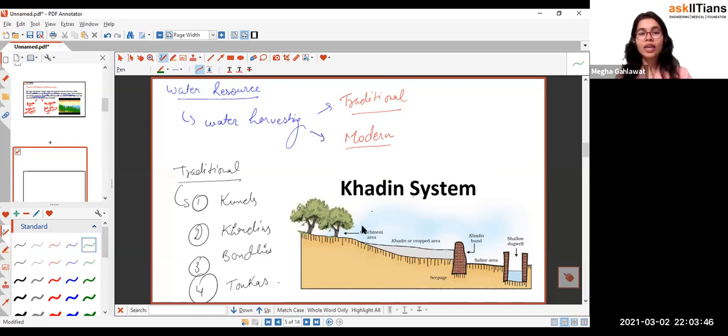So what do we have? We have the catchment area. Catchment area is usually high. Okay, it's high up so that water can slide off, or just run off.